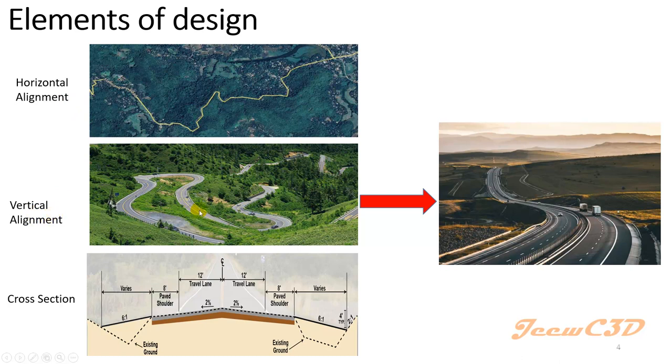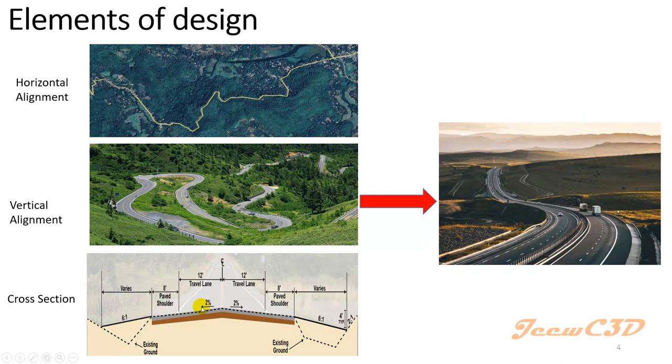Then vertical alignment means the elevation view of a road. If you consider this road, you can see it is coming to a top elevation from the bottom elevation. So we call it vertical alignment. Then you have the cross section. Cross section, as you know, is the width component of the road. Here you have the travel lane where your vehicles are expected to travel, and there are some other notations which I will be teaching you in later slides.